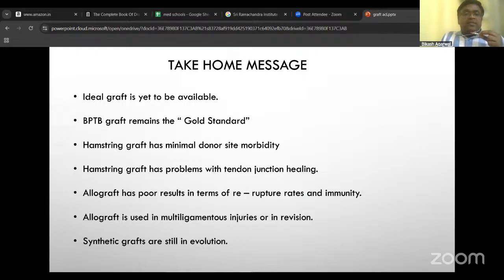So the take-home message is that the ideal graft is yet to be available. Bone patellar tendon bone graft is said to be the gold standard. Hamstring has minimal donor site morbidity, but hamstring graft has a problem with tendon-bone junction healing. Allograft has poor results in terms of re-rupture rates and immunity. Allograft is used in multi-ligamentous injury or in revision, and synthetic grafts are still evolving.